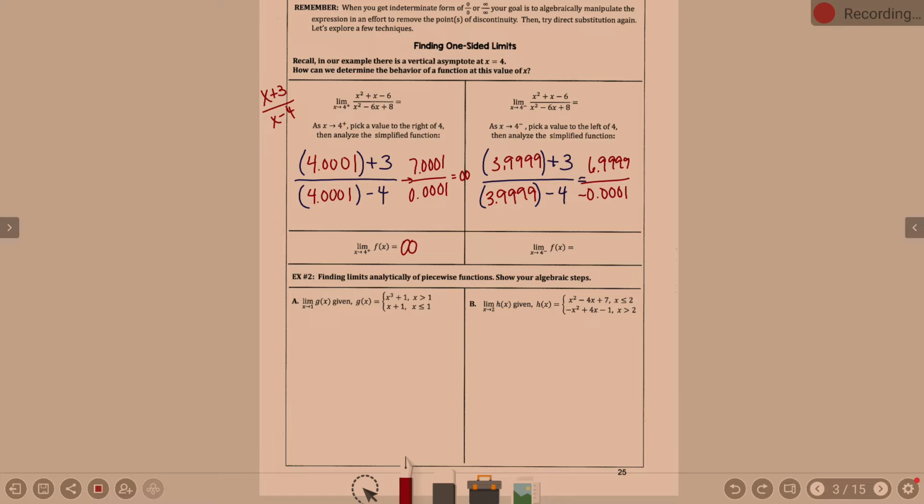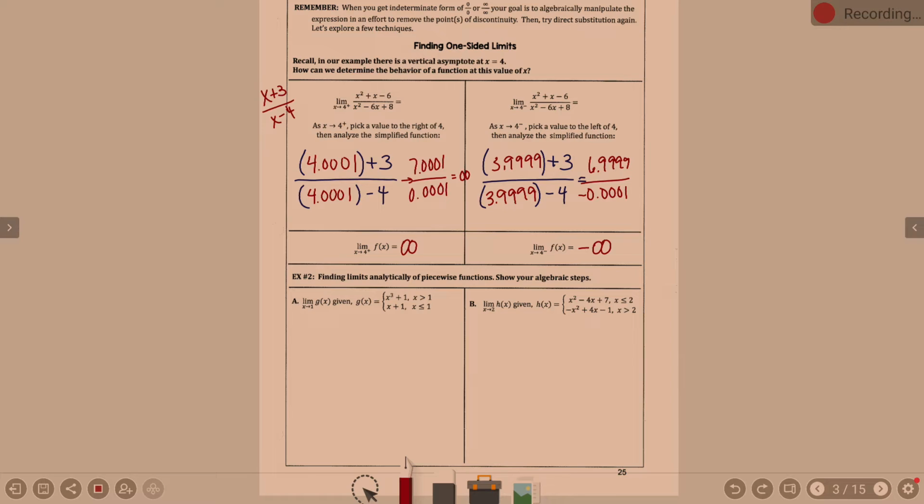What do we end up with here? A really, I'm going to say, quote, big number again. Except that this time this big number is negative. And so if it's a really big number that's negative, where are we tending towards this time? Negative infinity. Okay.